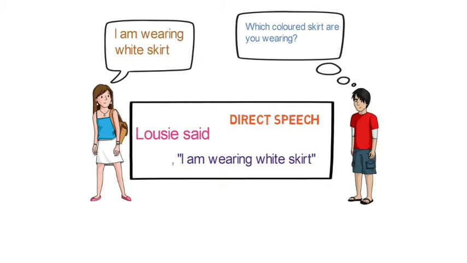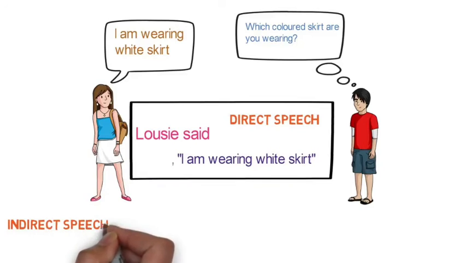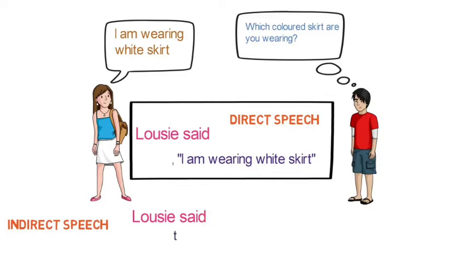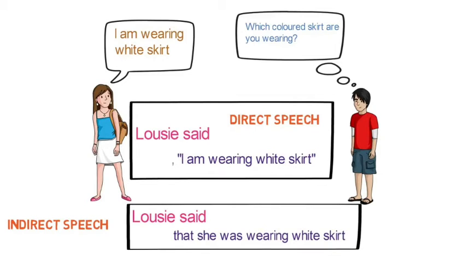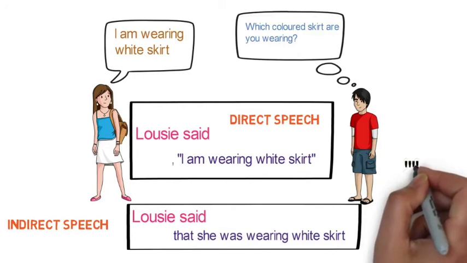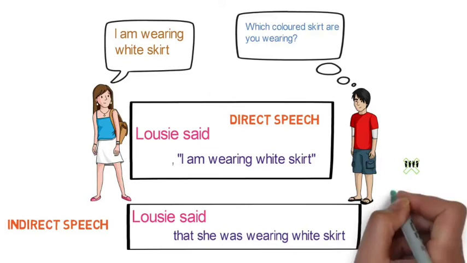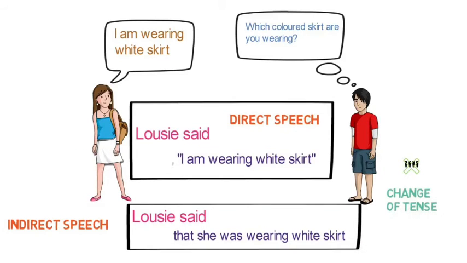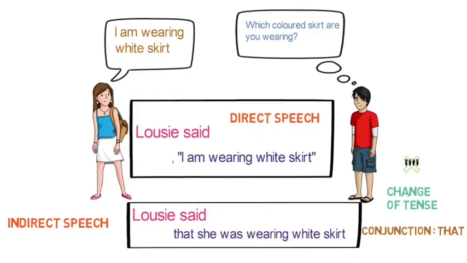Let's look into another example that we saw earlier. Lucy said, "I am wearing a white skirt." Converting this to indirect speech, it will become: Lucy said that she was wearing a white skirt. What are the changes you can identify here while converting from direct speech to indirect speech? Here also, first is removal of inverted commas. Second is the change of tense. And third is use of the conjunction that. I hope you are clear with the fundamental difference between direct and indirect speech.